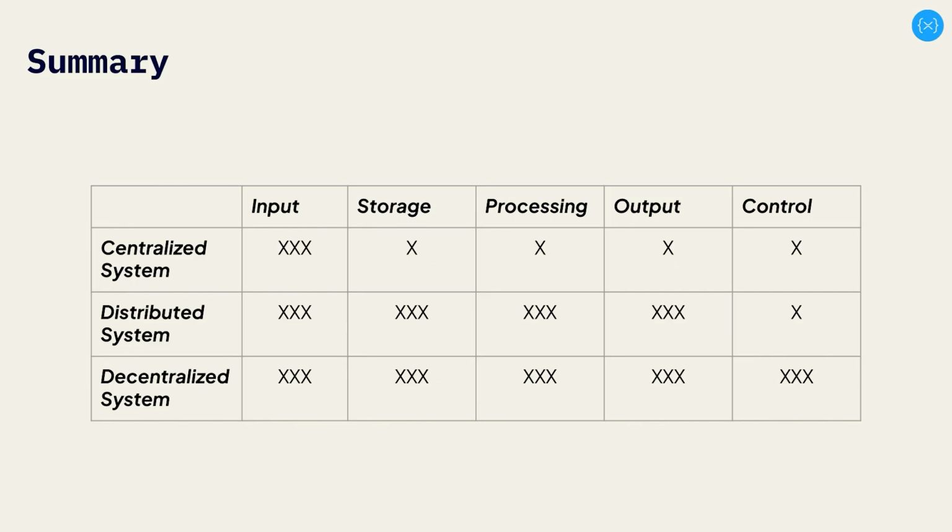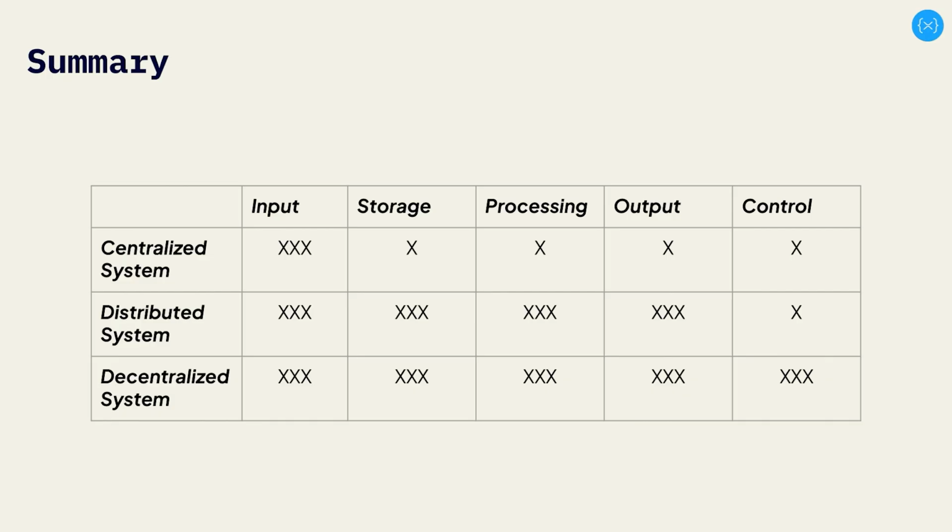We can summarize this with a very simple table. So if we take a centralized system, let's say a regular database, the input for that database will come from multiple sources. However, all of the data will be stored on a single server. All of the processing of the queries will be done on the same single server. The output will come from the same single server. And of course, that server is controlled by a single entity.